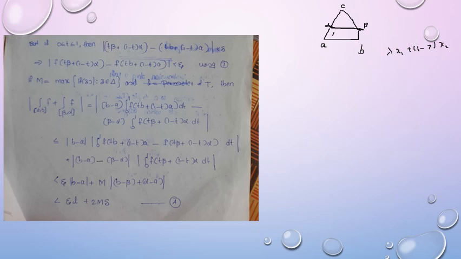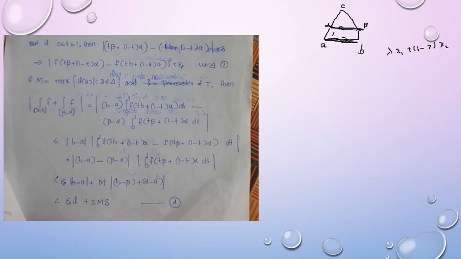Now if we choose M equals the maximum of mod f of z for z belonging to delta, and let L be the perimeter of T, then we can say that the integral over AB of f, the integral over this line segment, can be written as mod b minus a into the integral from 0 to 1 of the first term, minus beta minus alpha into the integral from 0 to 1 of the second term. Since it is from a to b, after applying the upper and lower limits we get b minus a.